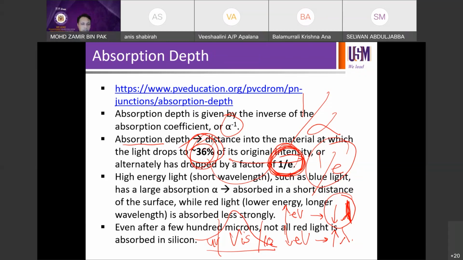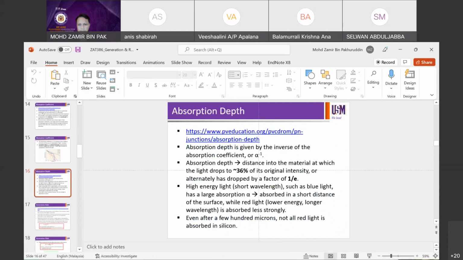So let's go to this website and see what do we actually get from this. Let me share again the website yesterday.